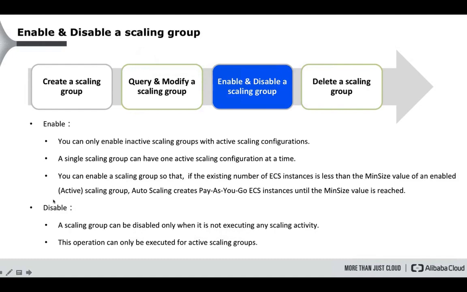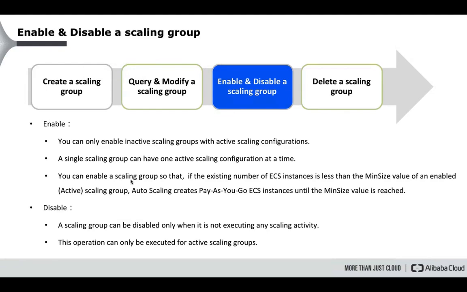You can enable a scaling group so that if the existing number of ECS instances is less than the min size value of an enabled scaling group, Auto Scaling creates pay-as-you-go ECS instances until the min size value is reached. A scaling group can be disabled only when it is not executing any scaling activity, and this operation can only be executed for an active scaling group.